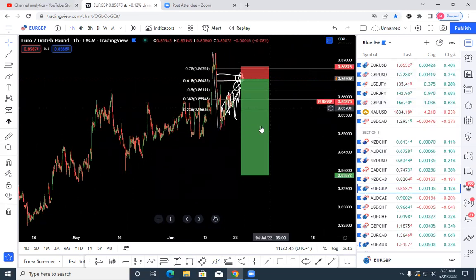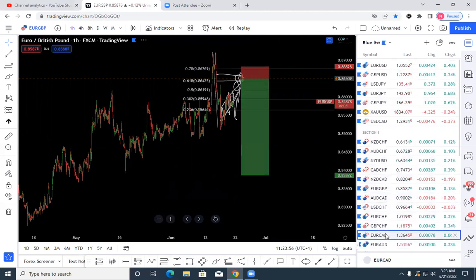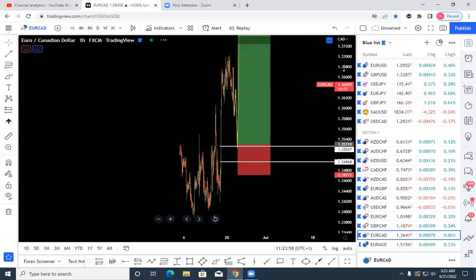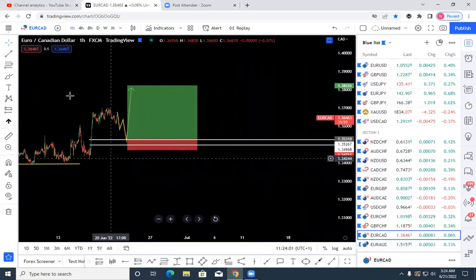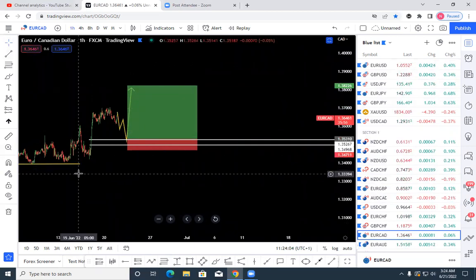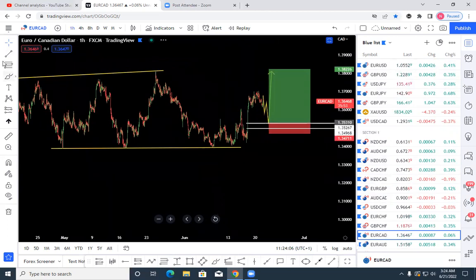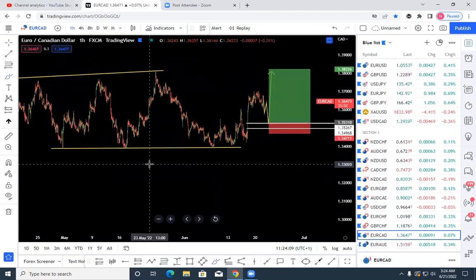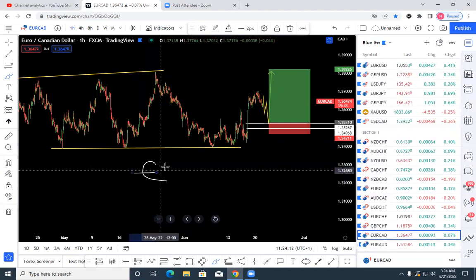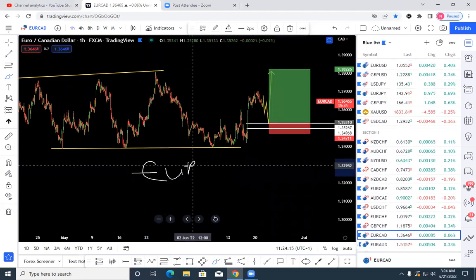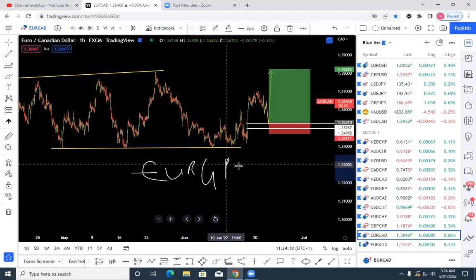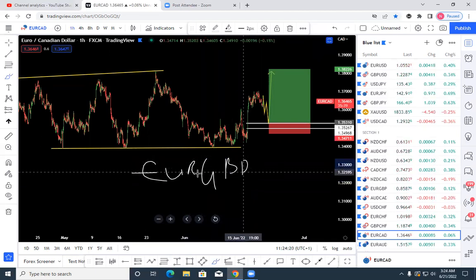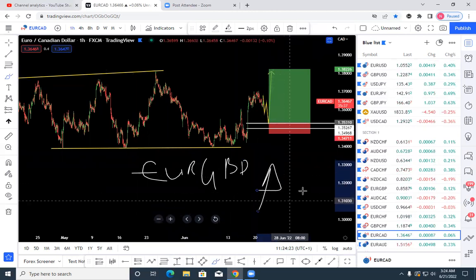Okay, so we have looked at gold, we have looked at Euro GBP, we have looked at GBP CAD. You can also look at Euro CAD. But I'm not going to support buying Euro CAD, because I have the opportunity to buy GBP CAD and Euro CAD, but because I'm anticipating that Euro GBP will come down, in that case GBP will be stronger and Euro will be weaker.